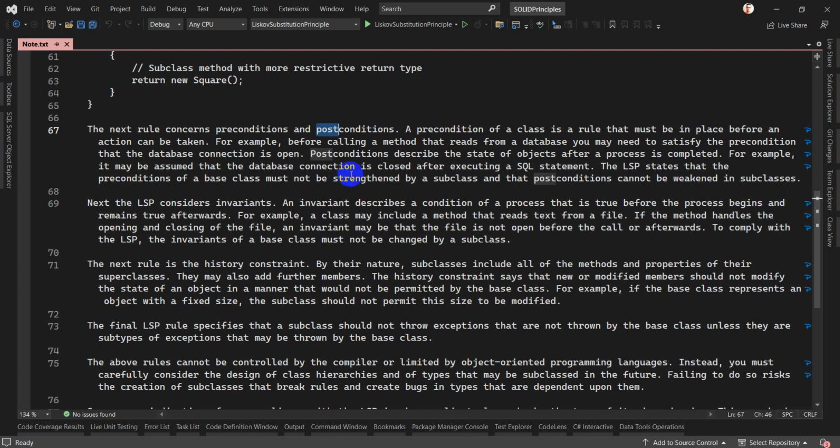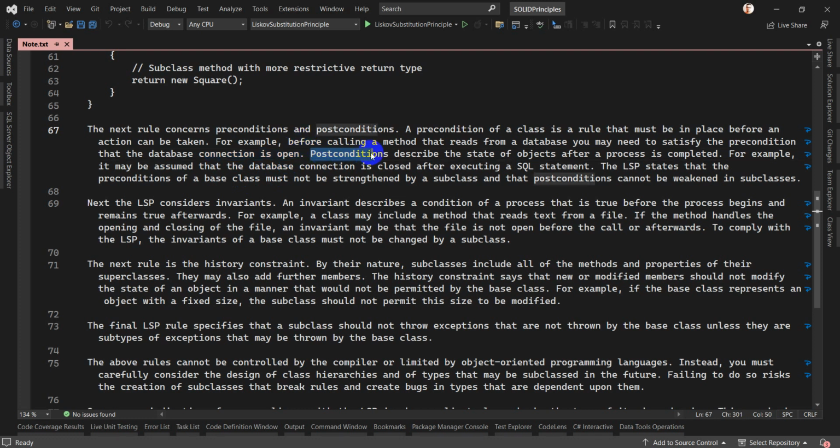So for example, before calling a method that reads from a database, you may need to satisfy the precondition that the database connection is open. So if you have an operation for reading from a database, a possible precondition would be that the connection to the database is open. So this is a possible precondition, right?